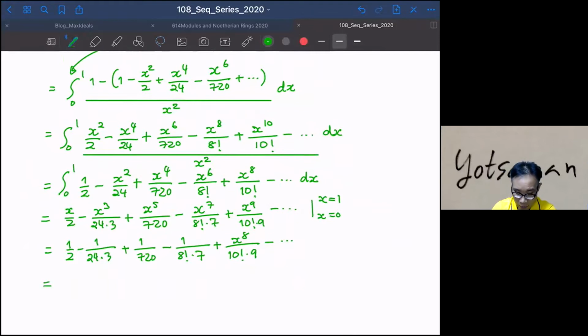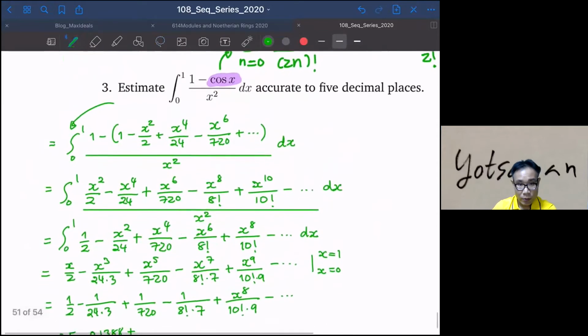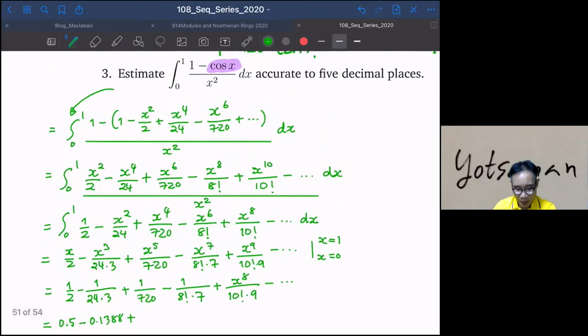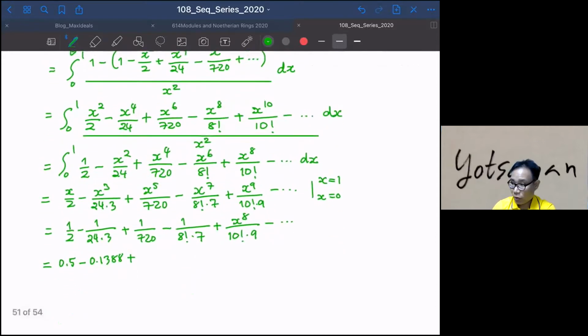Okay, so the first guy is 0.5 for sure. The second guy will be 0.1388. You can use a calculator, or if you are able to do this on your calculator, this is the process that you use to estimate it. So the calculator works by the thing that we are doing right now. The algorithm that the computer has turned out to be just the Taylor polynomial or Taylor series that we are doing right now.